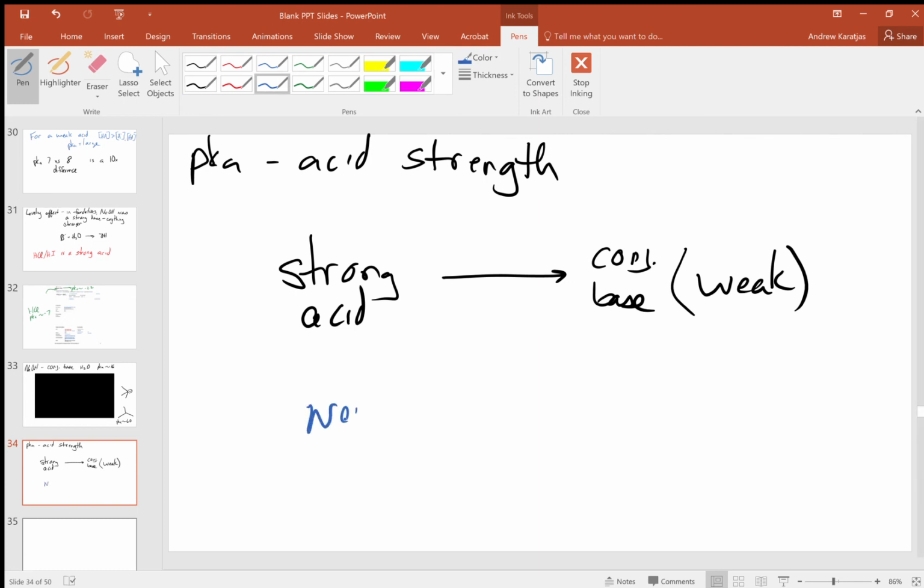The opposite is also true. If we have a weak acid, it doesn't want those hydrogens. It doesn't want to give those hydrogens up. And so the conjugate base that it forms is generally going to be strong.